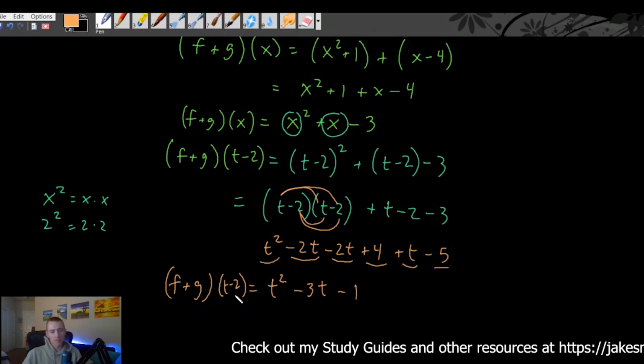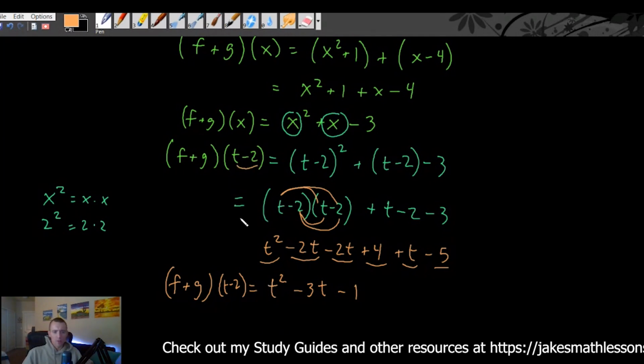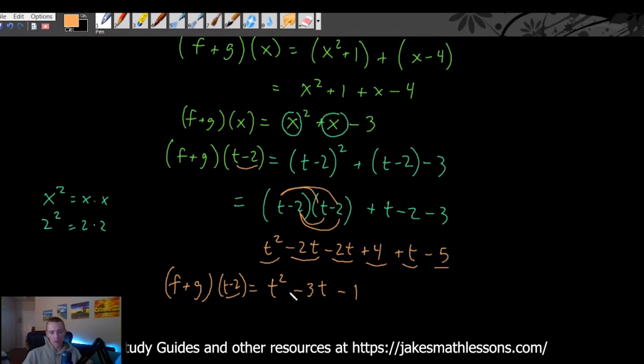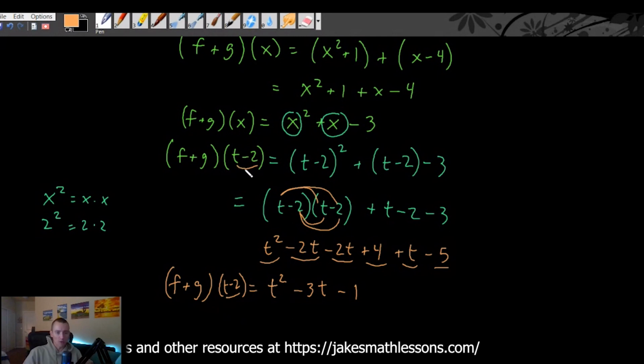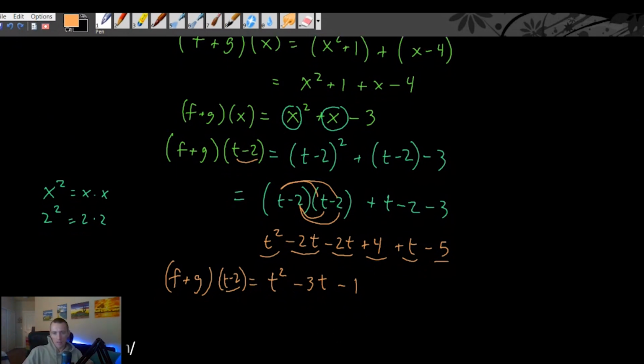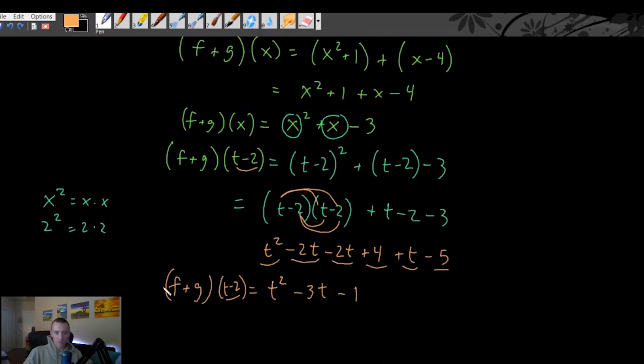Notice it is kind of weird. The thing that we were plugging into f plus g has a t in it. So our final answer isn't just a number, because we weren't plugging a number into our function. We just have some different function that's a function of t instead of a function of x. A little bit odd there, but that's as simplified as it's going to get, and that's going to be our answer.